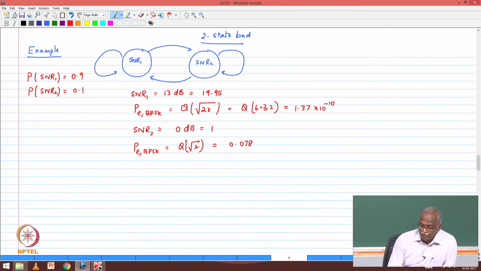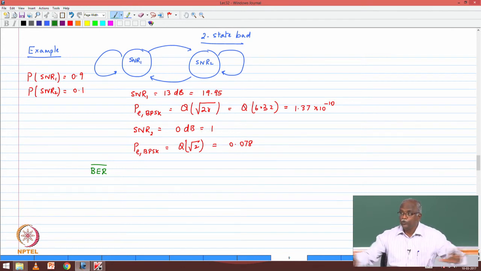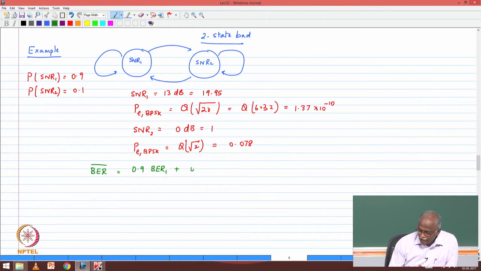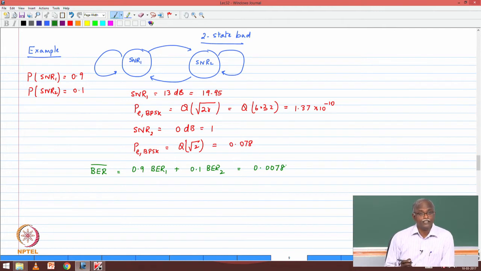So, now we want to calculate the average BER. BER average, just like you did in the previous experiment. There were a huge number of SNRs possible because you were generating them instantaneously. It's a simpler version where we say that, okay, the average probability is 0.9 times BER1 plus 0.1 times BER2. Just do the calculation and you will find that it is 0.0078. What happened?